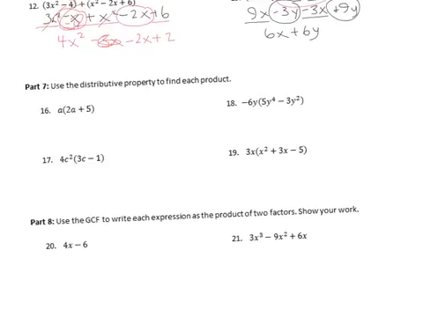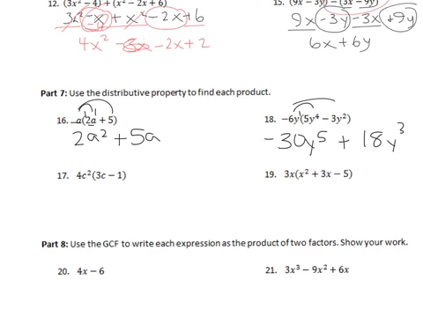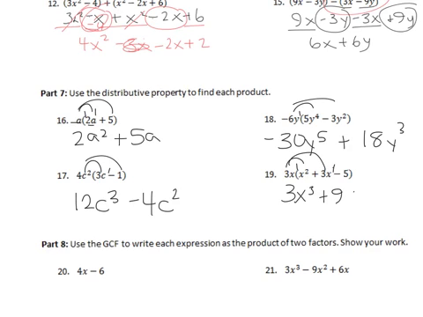And then use the distributive property. So this is going to be 2a squared. A times a is a squared, but you can put 1s right here, plus 5a. So 1 right here. So it's going to be negative 30y to the 5th plus 18y cubed. And there's a 1 right here, so it's 12c cubed minus 4c squared. So 1 right here, 1 right here. So 3x cubed plus 9x squared minus 15x.